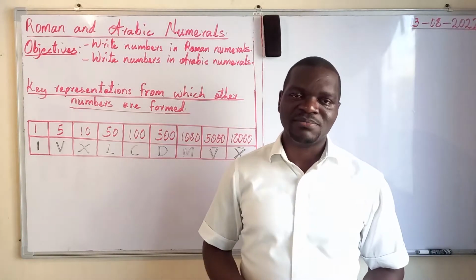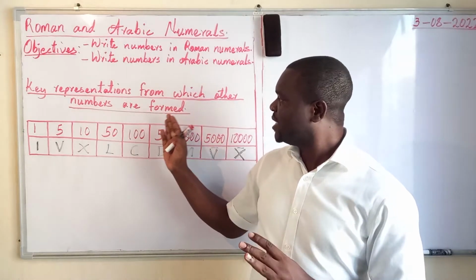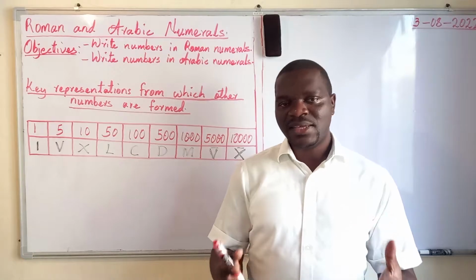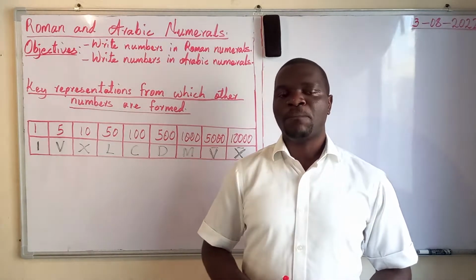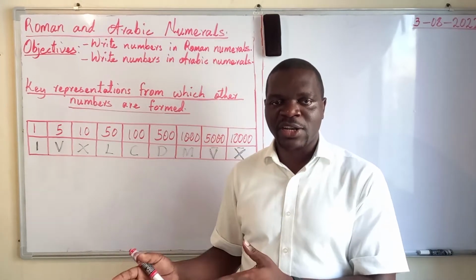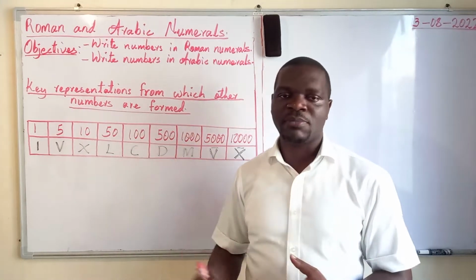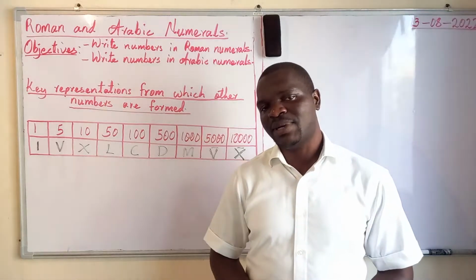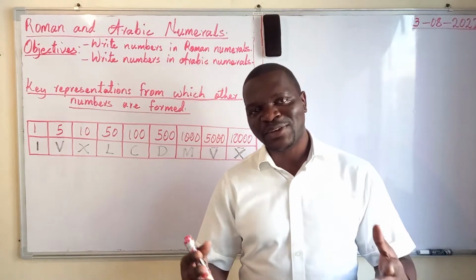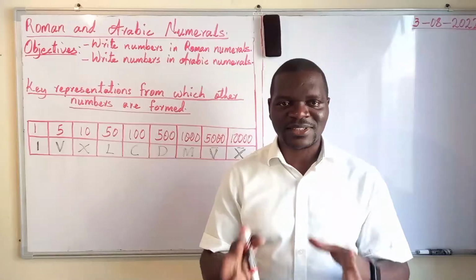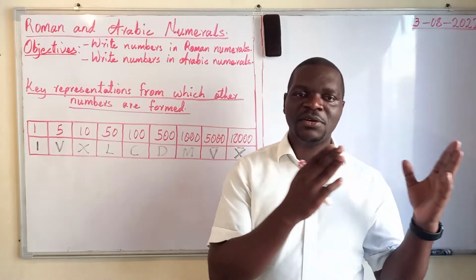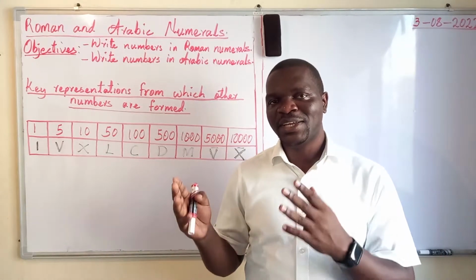Without waste of time, let us look at some key representations from which other numbers are formed. These key representations are like whole numbers, which you can use to formulate other numbers. So let's look at them carefully before we go into the different rules and the different signs and symbols that will enable us to write any number in either Arabic or Roman numerals.